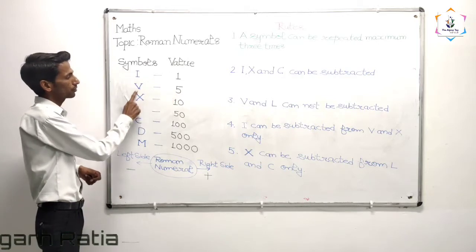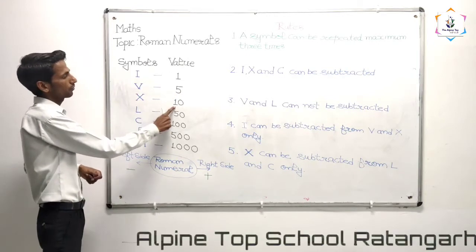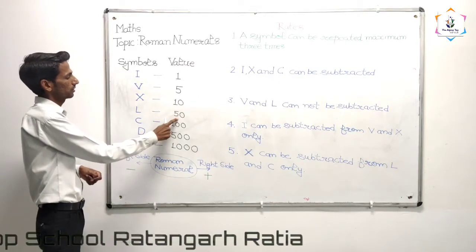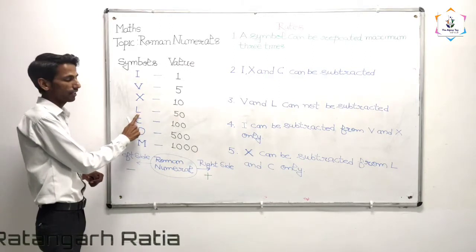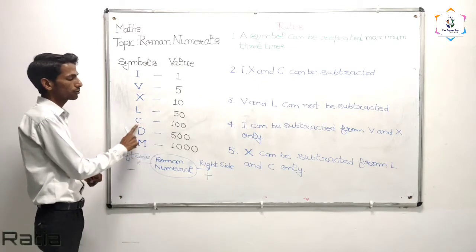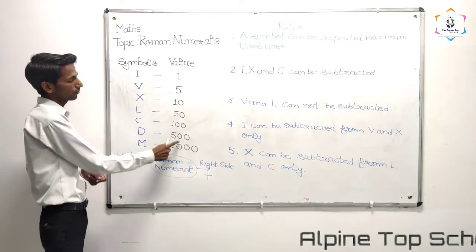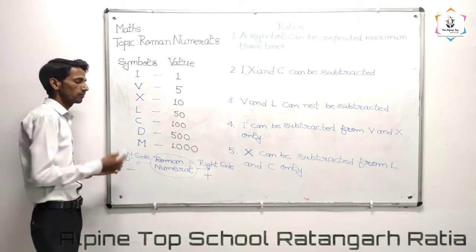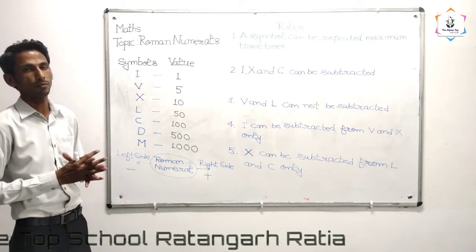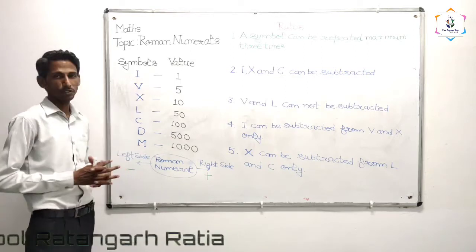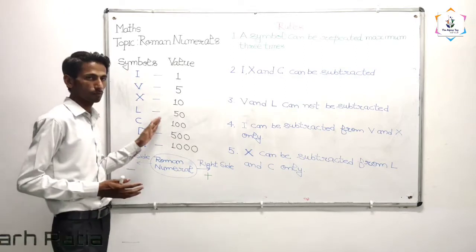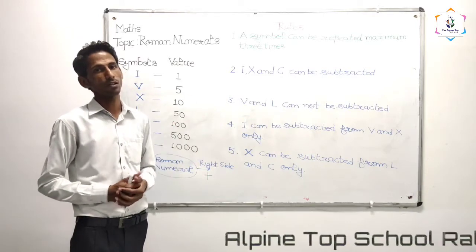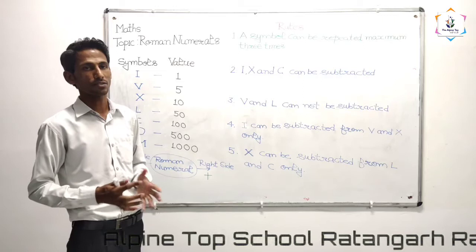For 5 we have to use V. For 10 we have to use X. For 50 we have to use the symbol L. For 100 we have to use the symbol C. For 500 the symbol D, and for 1000 we have to use the symbol M. These are some specific symbols. With the help of these symbols we can write any number in the Roman numeral system.